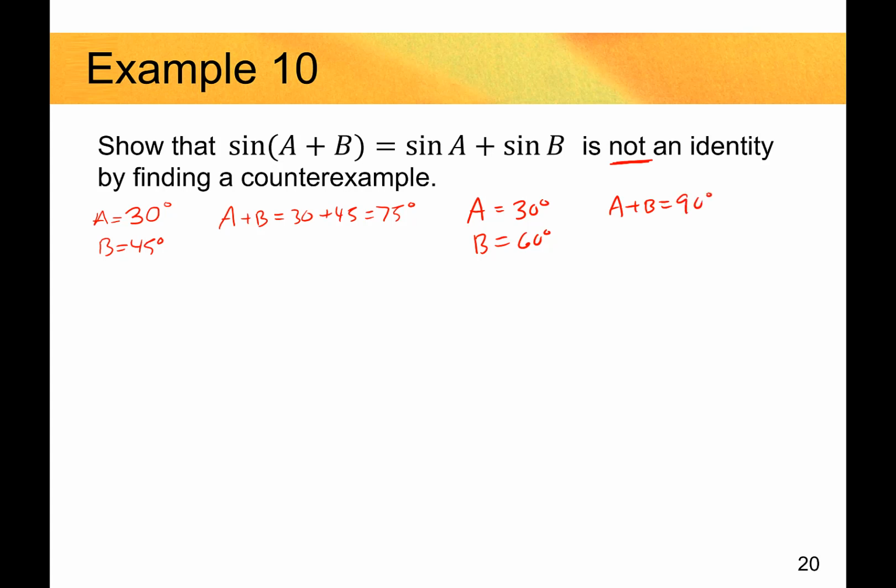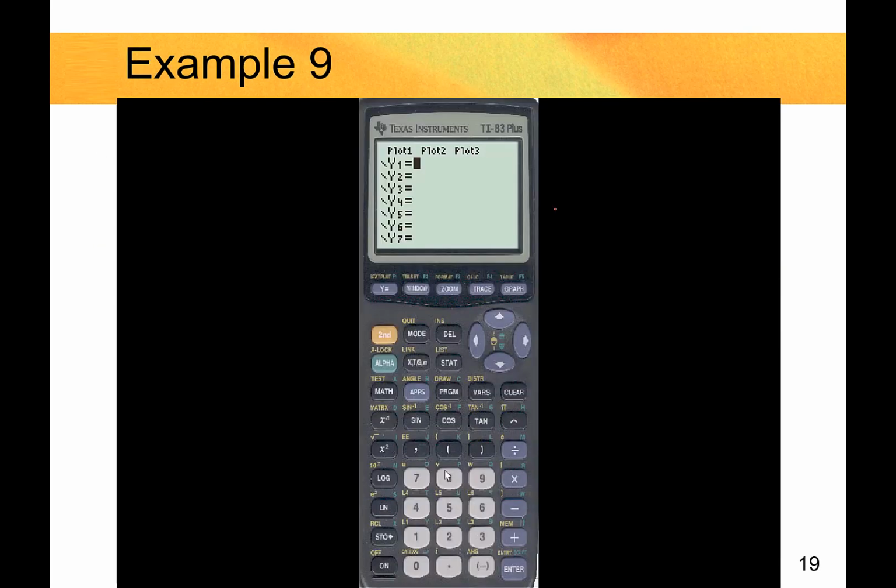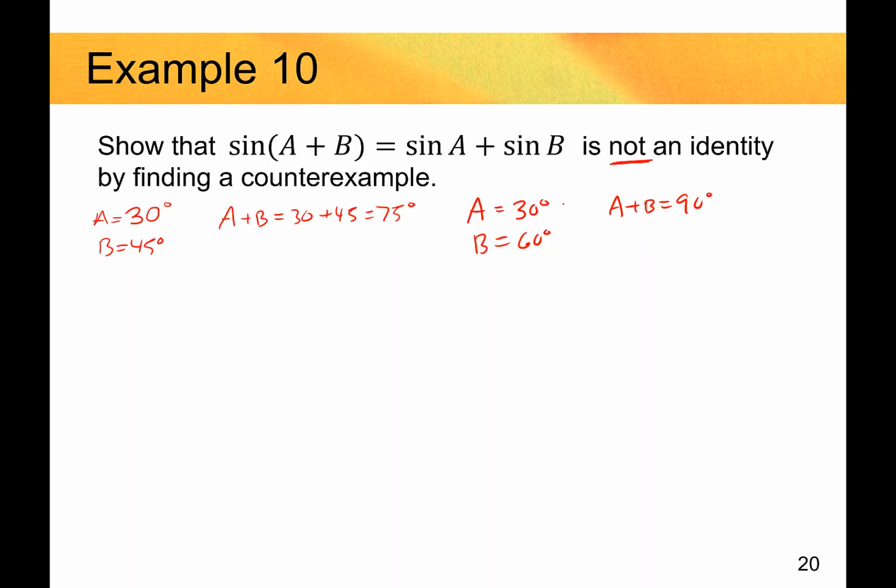There's your one. Okay, and the book wants you to do it in terms of radian measurements. So this would be pi over 6. This would be pi over 3. And this would be pi over 2. Let's make sure that works. Is that true? Pi over 6 plus pi over 3 would make pi over 2. Does that actually give me pi over 2?